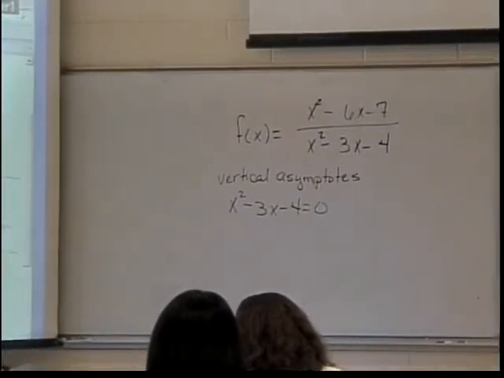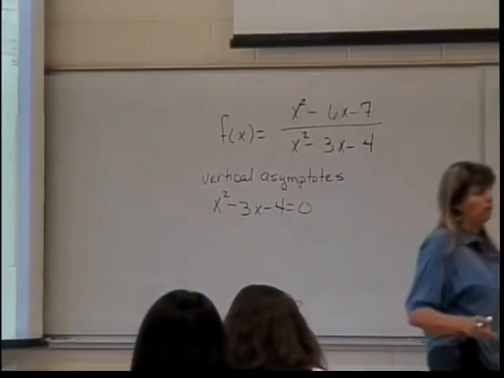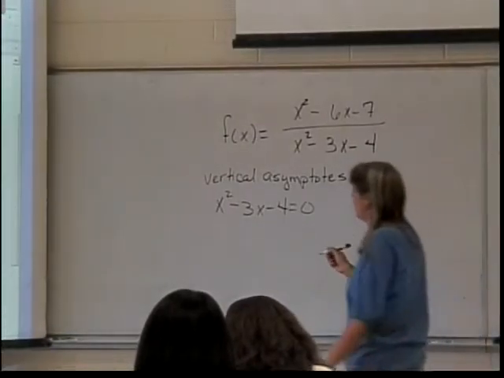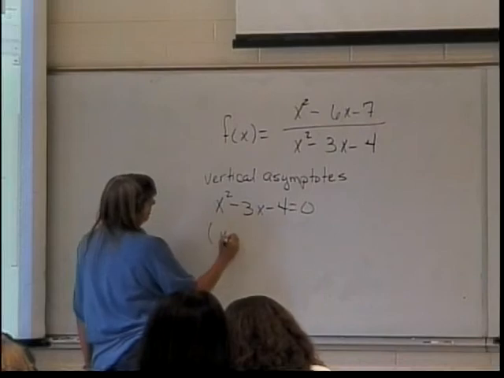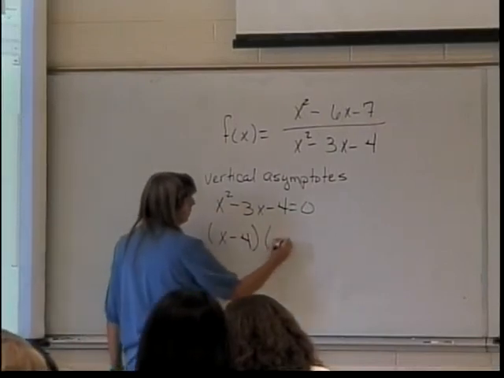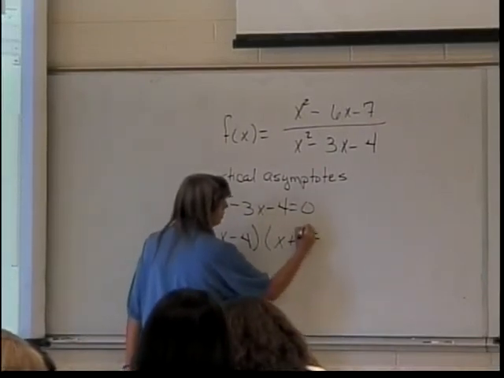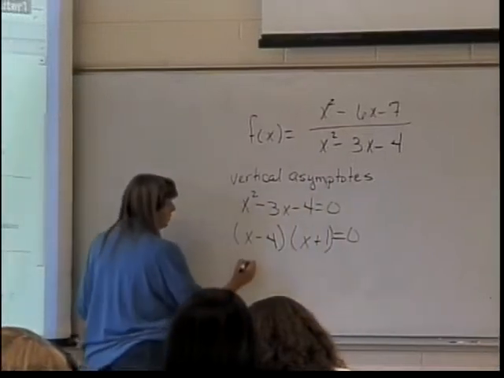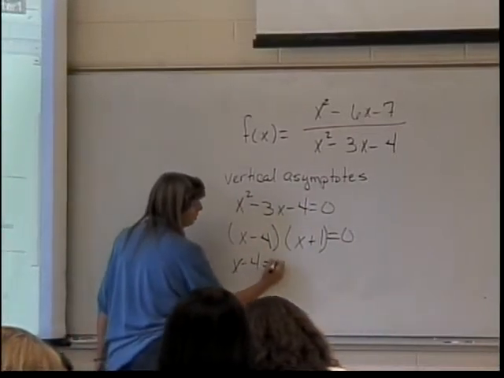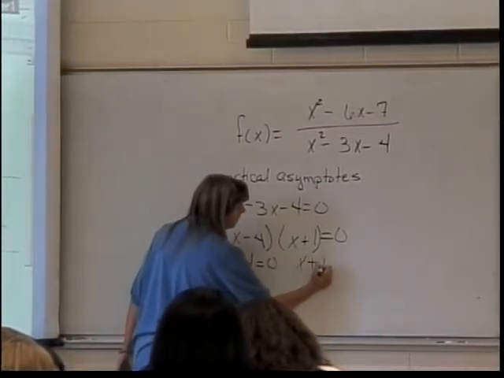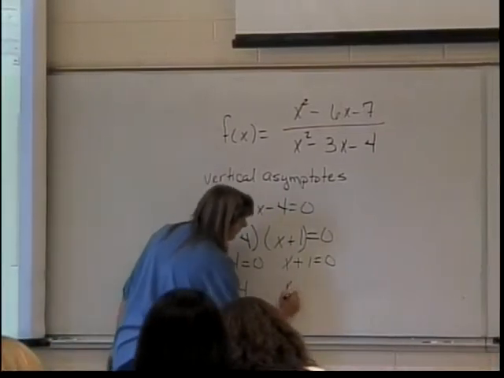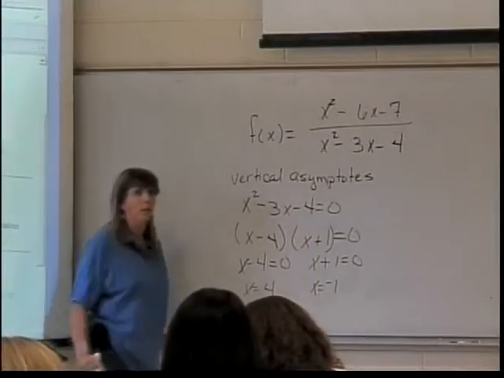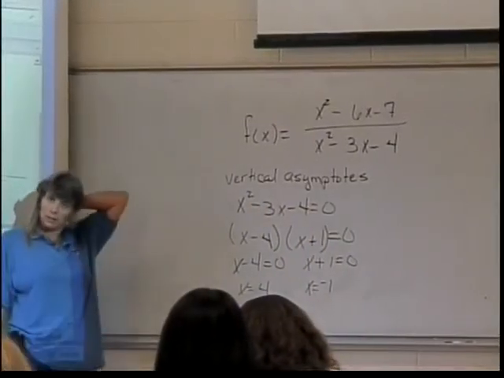If it factors, factor it. If not, use your quadratic formula. This factors into x minus 4 times x plus 1 equals 0. So this gives me x minus 4 equals 0, and this gives me x plus 1 equals 0. So here I will get x equals 4, and here I'll get x equals negative 1. Am I done? No, why not?